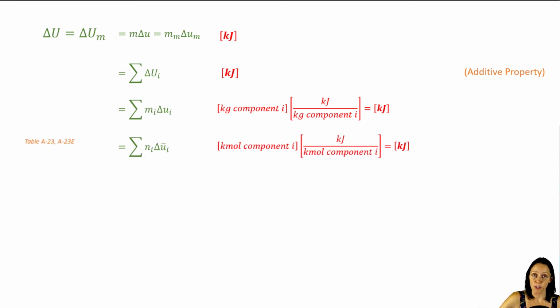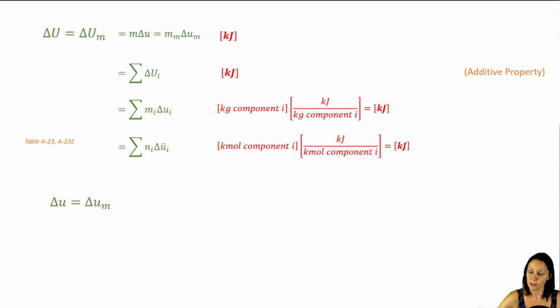Or I can also put this in terms of the number of moles, but if I multiply this by the number of moles, I need to make sure that my U bar, or my internal energy, is on a per mole basis. So that's where that U bar comes in. And we have U bar values for 5 different types of gases that are commonly encountered in this class: carbon dioxide, carbon monoxide, water, nitrogen, and oxygen. Those are tabulated in A23 and A23E.